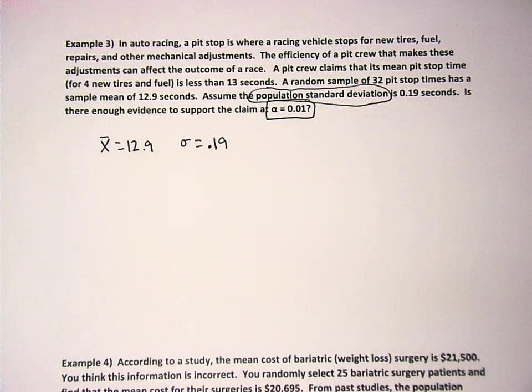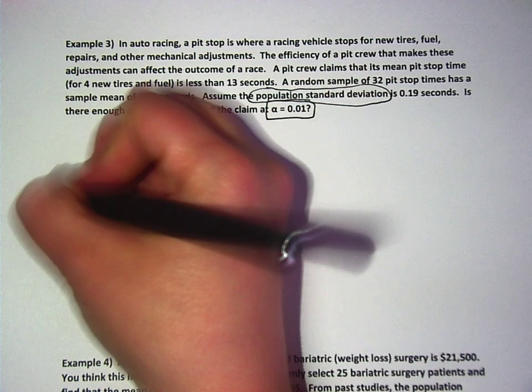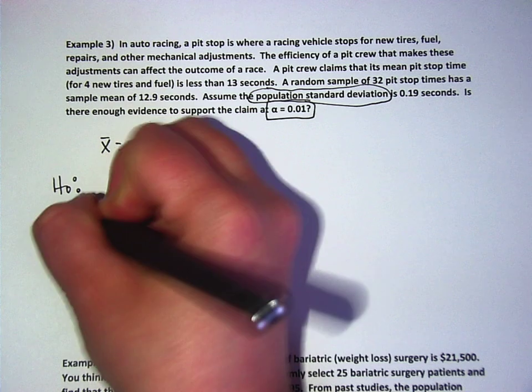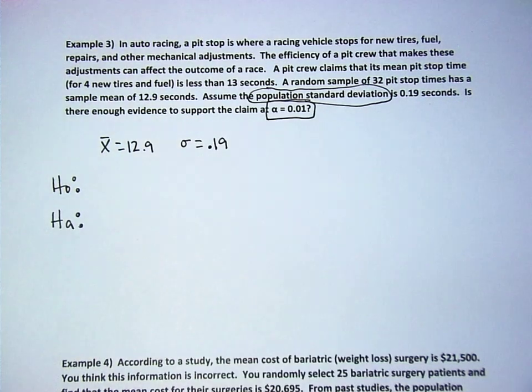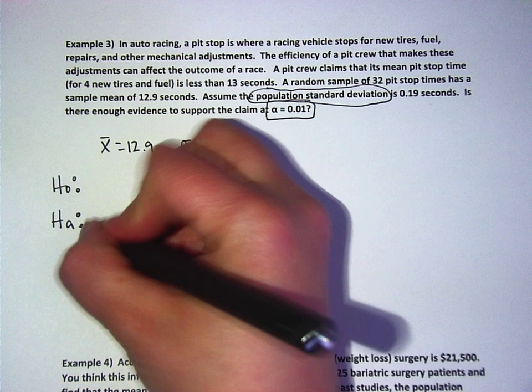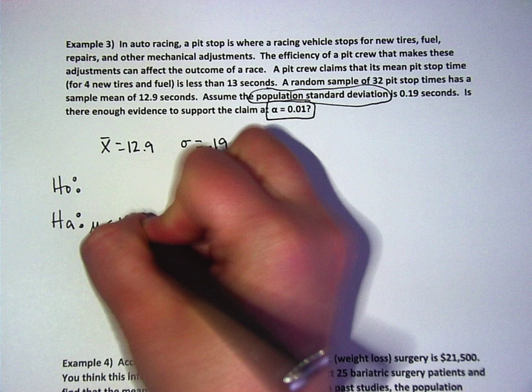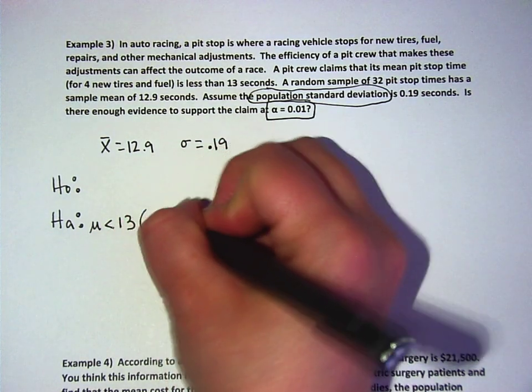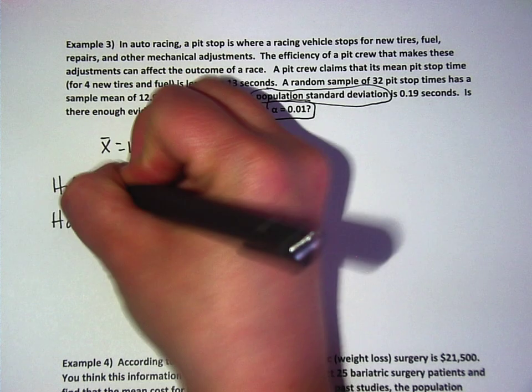Okay, so step 1, write the null and alternative. What's their claim? Mu is less than 13. Should that be null or alternative? Alternative. Yes, mu is less than 13. That's our claim. And then the other one is mu is greater than or equal to 13.